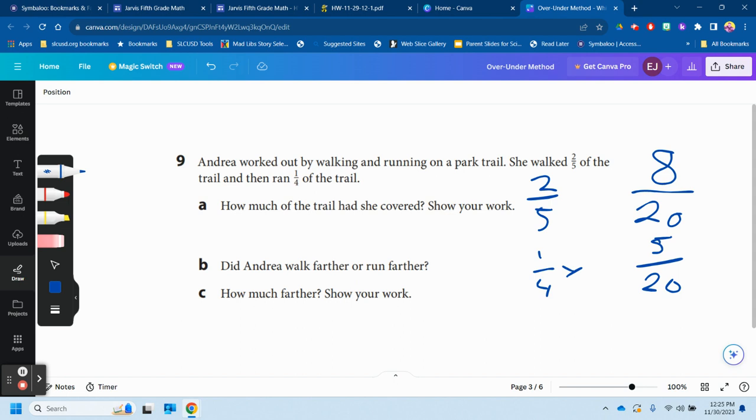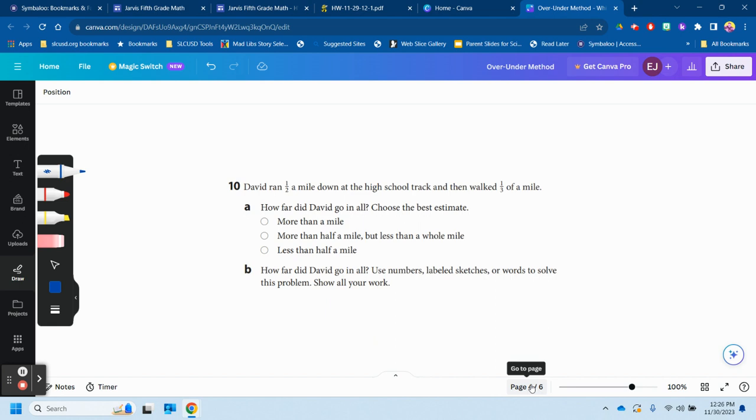So how much did she run altogether? 13/20ths of the trail. How much farther did Andrea walk or run? Well, she walked 2/5, which is 8/20ths, and she ran 5/20ths. So she walked farther. How much farther? The difference between 8 and 5 is 3/20ths. Okay, let's keep moving on. I'm kind of plowing through these.